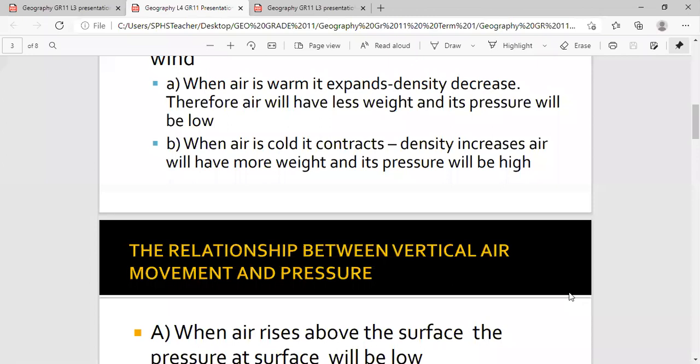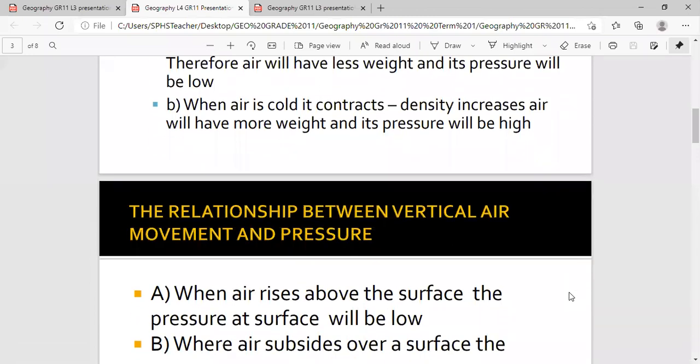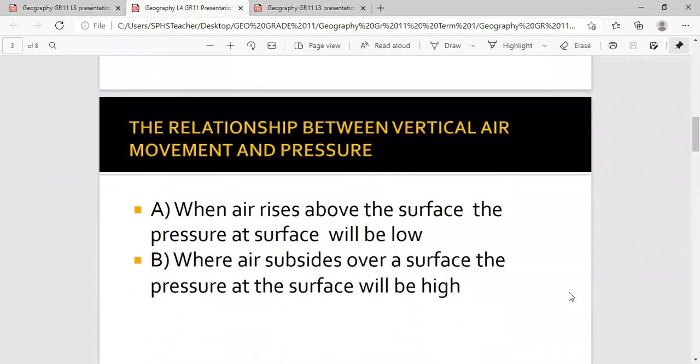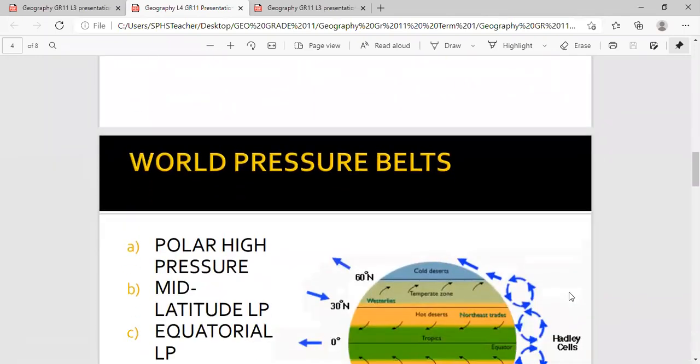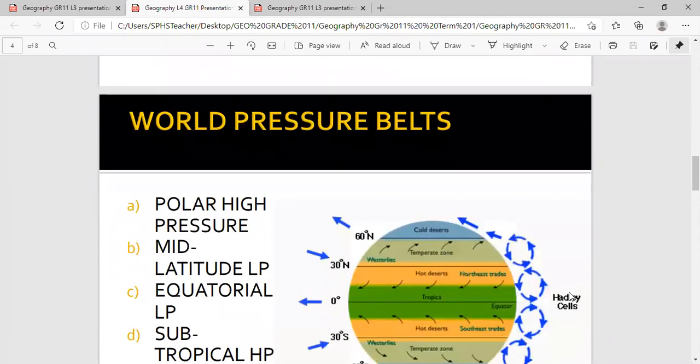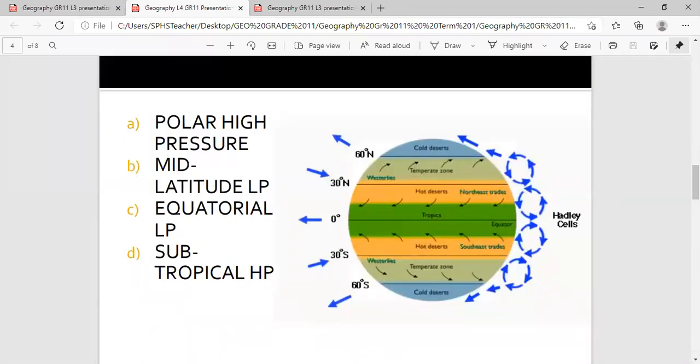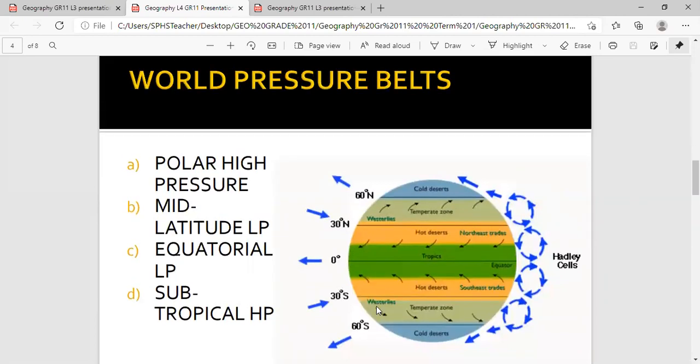All right. Relationship between vertical air movement and pressure. When air rises above the surface, the pressure at the surface will be low. When air subsides over a surface, the pressure at the surface will be high. Okay, we just spoke about that now. Right, what are pressure belts? Polar high pressure, mid latitude low pressure, equatorial low pressure, subtropic high pressure. Right, pressure belts are the lines that you see on a map that are connecting places of the same pressure.